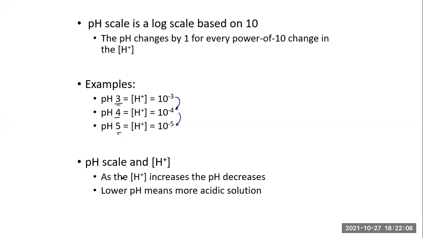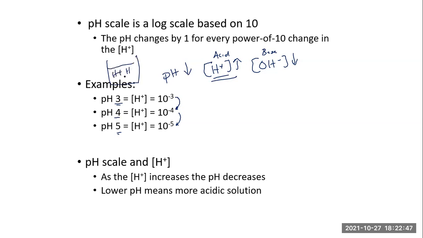And a couple of relationships: as the H plus concentration increases, the pH gets smaller or decreases. Lower pH means it's more acidic. So the relationship here is, as the H plus concentration increases, as we talked about, the OH minus concentration decreases. This is again the acid part of the solution and the base part of the solution. And because the H plus concentration is increasing, we would see the pH go down. More H plus in the solution, lower pH is basically what we see.